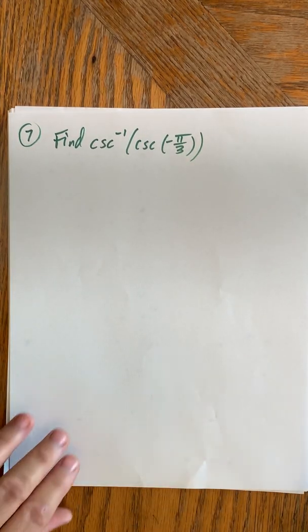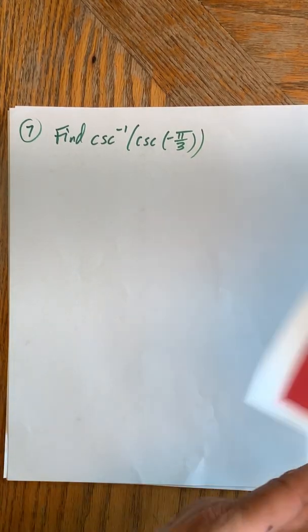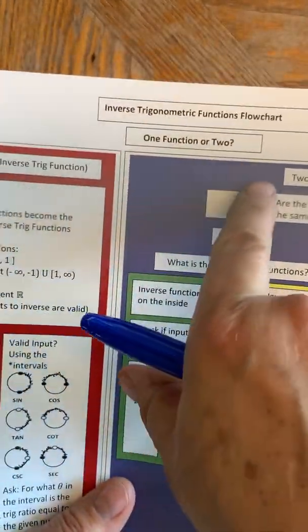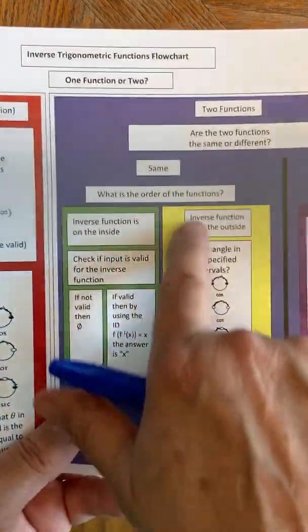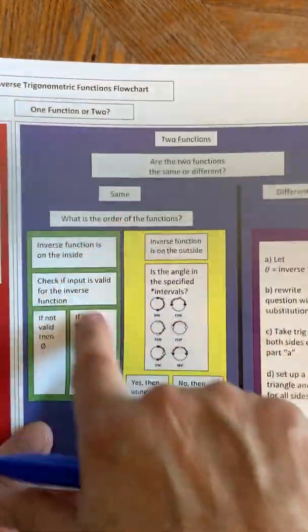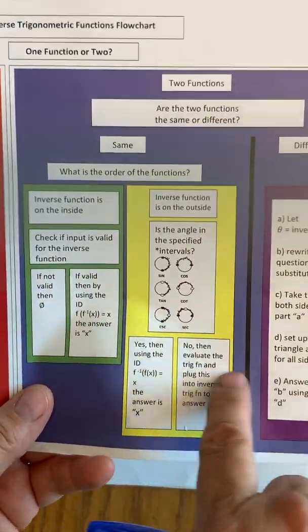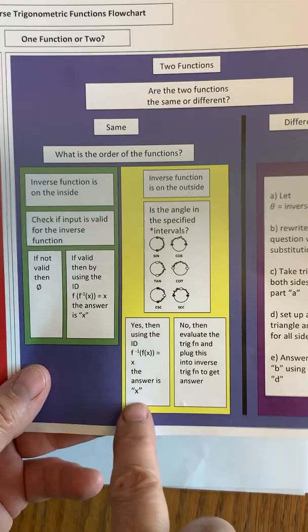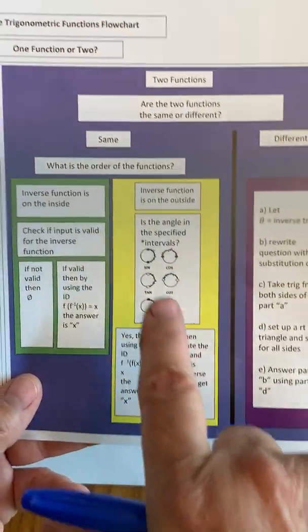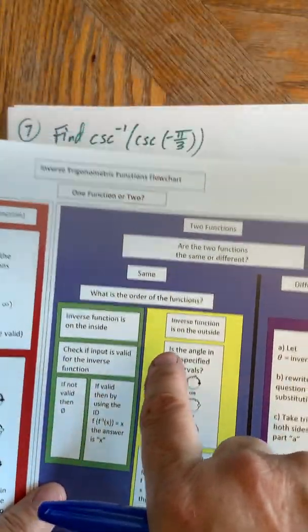All right. So here again, use your flow chart. Is it one function or two? It's two functions. Are they the same? Yep. So I'm here, right? Not here, where they're different. They're the same, and the inverse is on the outside. So I'm following this, so I'm going to be able to find an answer. The idea is, can I use the identity or not? It depends on whether the angle is in the specified interval.